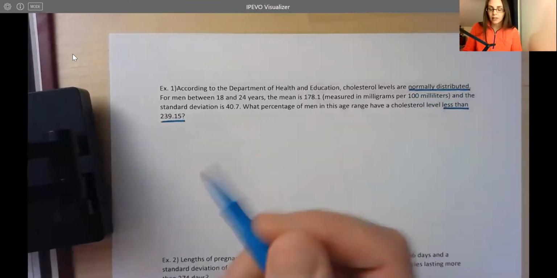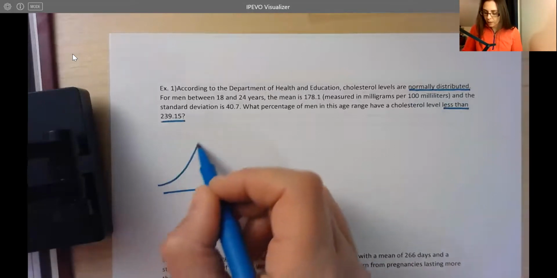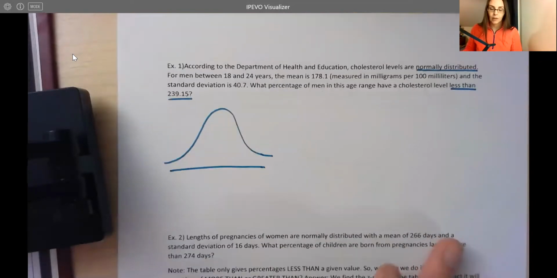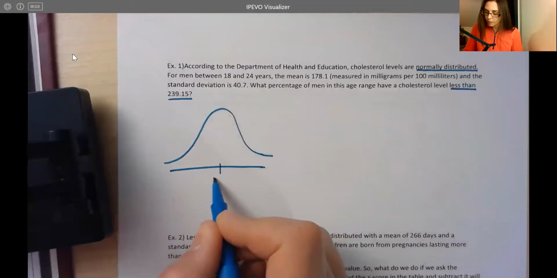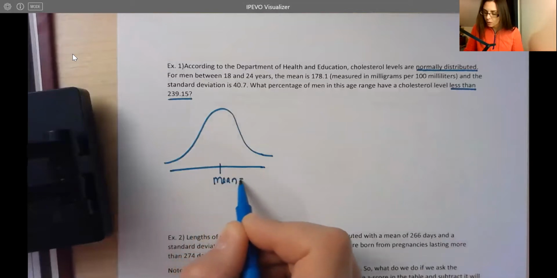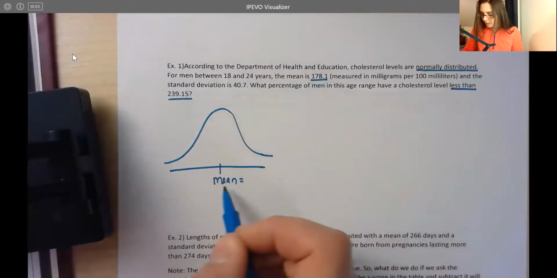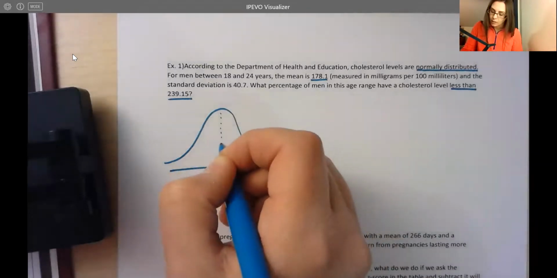So the first thing I'm going to do here before I actually start is just draw a picture. Because this is normally distributed, I know that I'm going to have some sort of a bell-shaped curve here that represents my data set. And the center of our bell curve is always the mean, which we said is 178.1 here. So again, your center is going to be your mean.